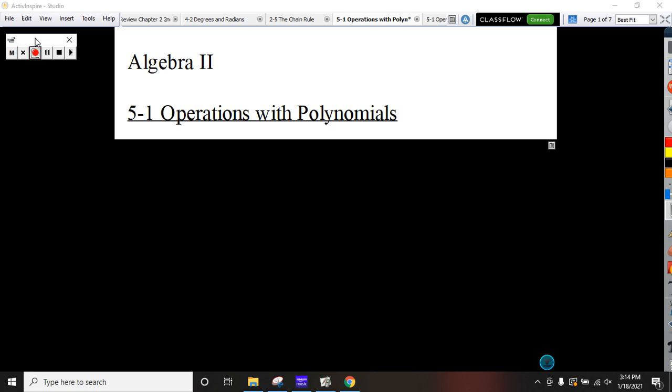And this might be a little bit of review. We may have done it a little bit in Algebra 1. It's okay to review it because it's important, because we do a lot with polynomials for the next month or so. So first thing is, again, operations.